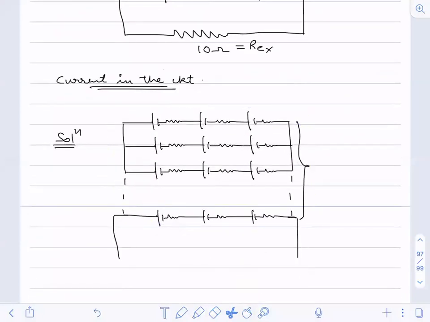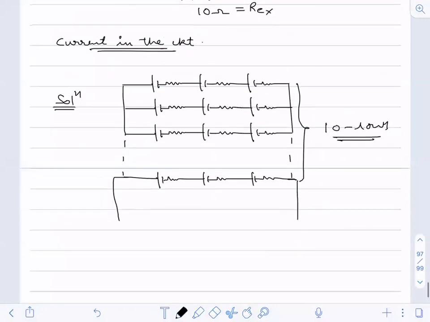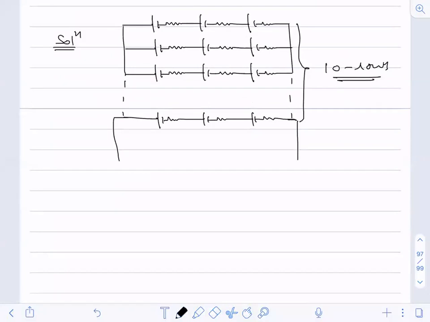First we will calculate for this combination. So this is 10 rows. Now, what is the equivalent resistance? Come on, fast. For this combination, what is the equivalent resistance?